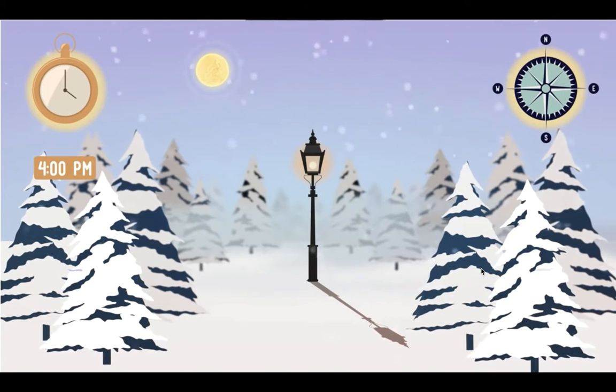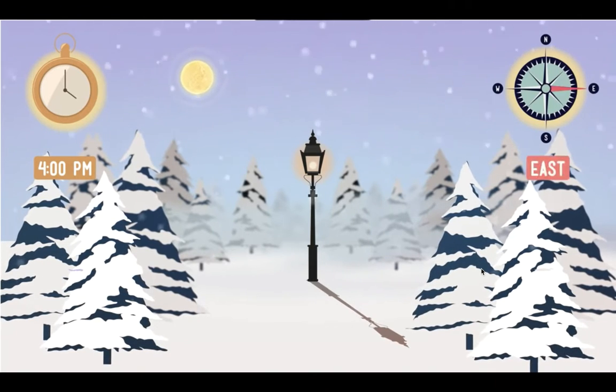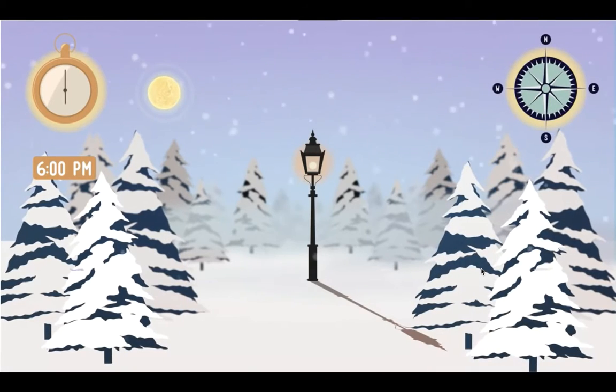Will the shadow continue to get longer at 4 p.m.? Yep. It's definitely getting longer, still pointing east, too. How about 6 p.m.? The shadow's about as long as it was in the morning, right? But again, unlike in the morning, the shadow is stretching out towards the east.